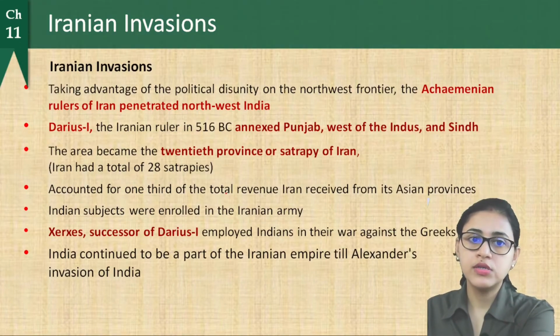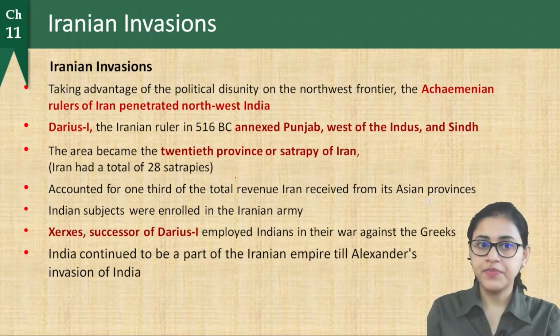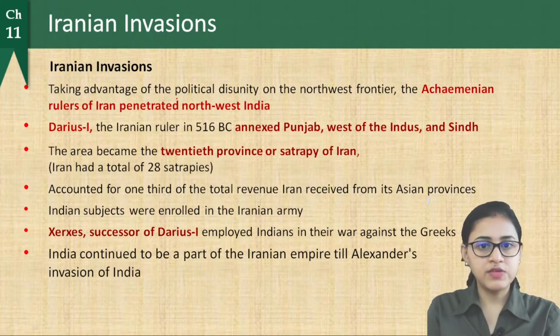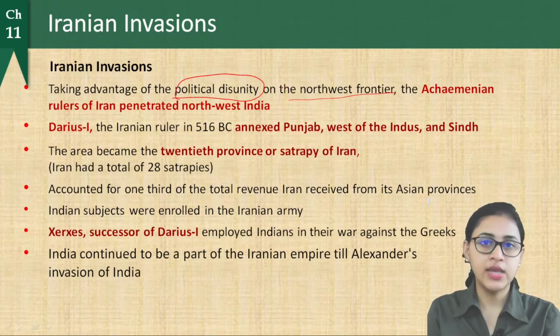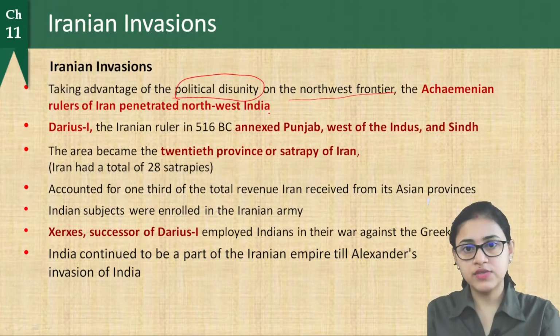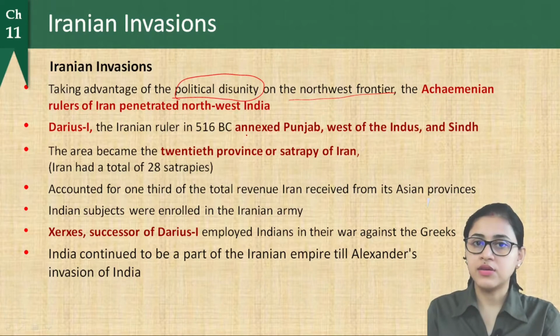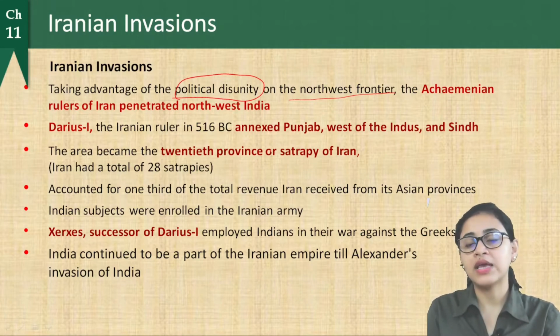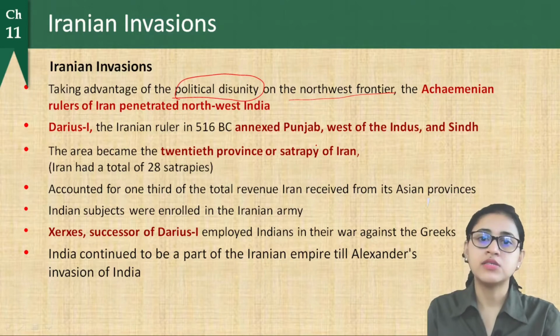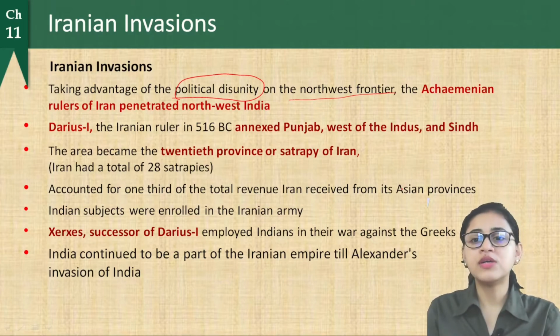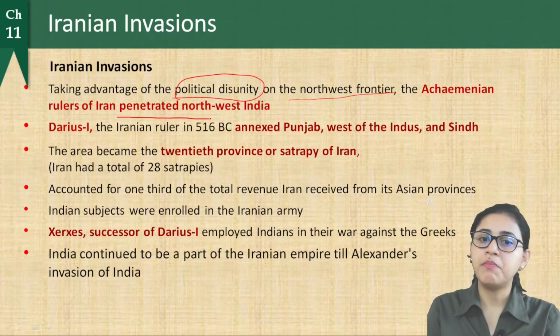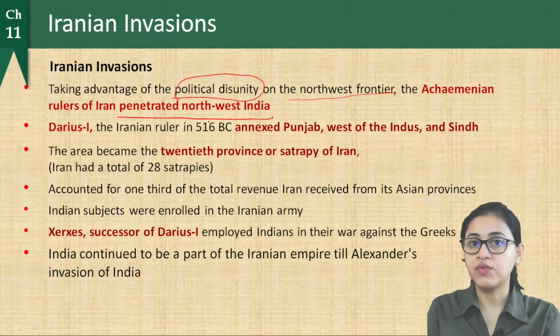Now we will move on to the Iranian invasions, right? As we have seen in our previous slide, there was a kind of political disunity on the northwest frontier of India. Taking advantage of this political disunity, the Iranians, or the Achaemenian rulers, the rulers of the Achaemenid Empire, one of the earliest empires of Iran or Persia, penetrated India through the northwestern passes. So they entered into northwest India.